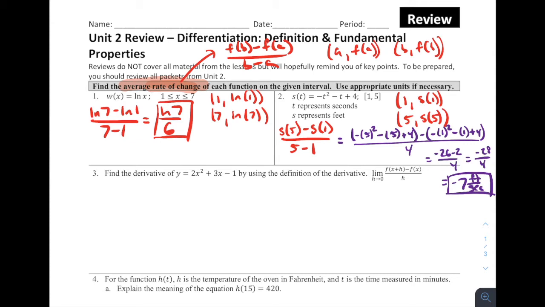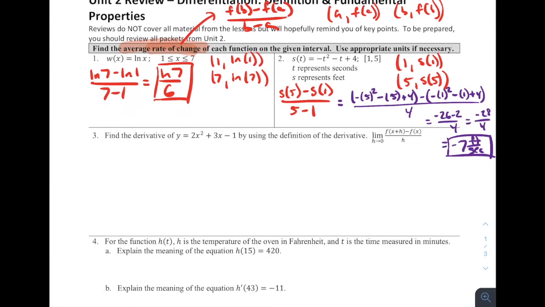Nice. Number 3, we are finding the derivative of y equals 2x squared plus 3x minus 1 by using the definition of the derivative. So we learned earlier in this chapter that there are sort of two different formal definitions of derivative using limits. They're instructing us here to use this particular one, which is our first one, and that's going to allow us to find the derivative function for this, which is nice. So let's plug in what we know.